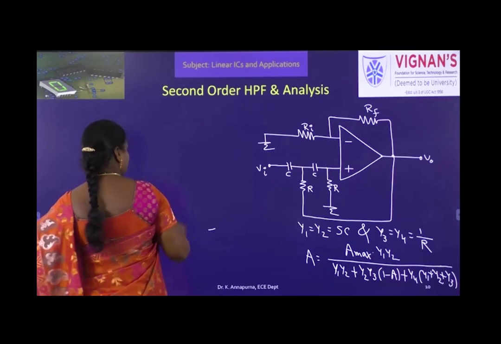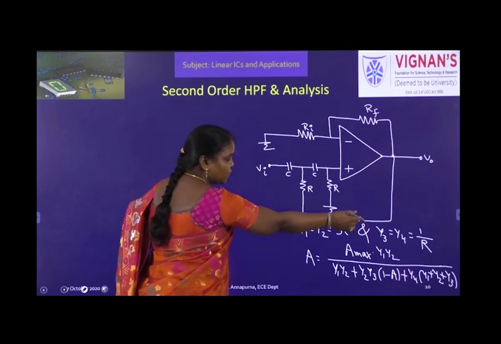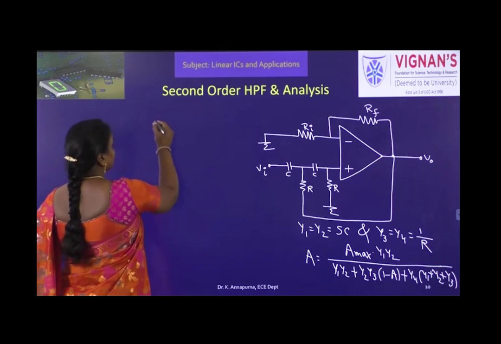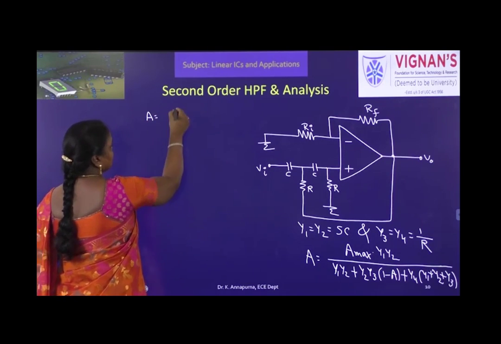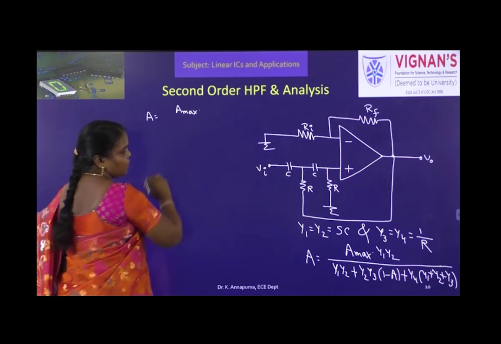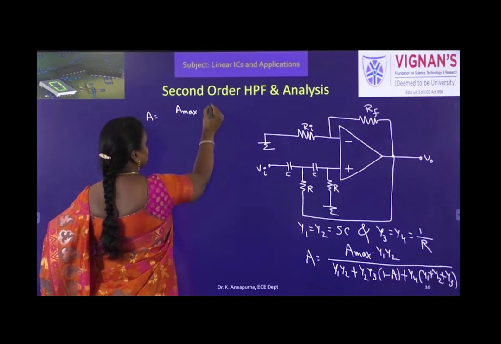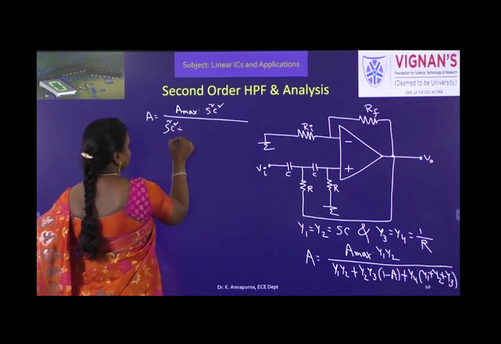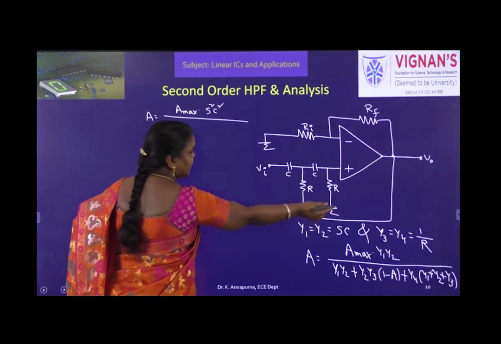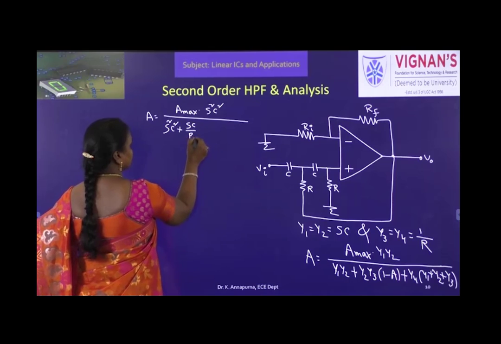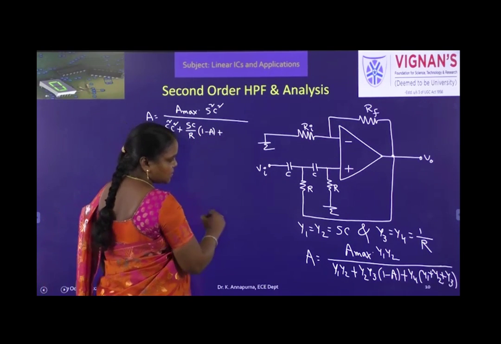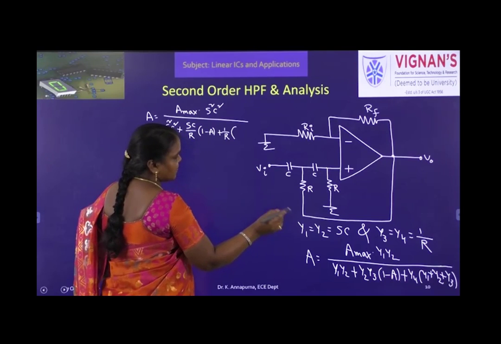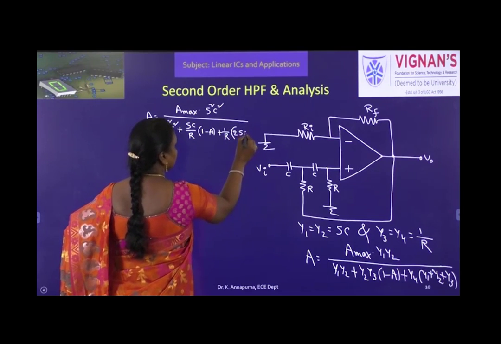Now let us substitute these Y1, Y2, Y3, Y4 values in the gain expression. So the gain becomes A is equal to A max into, what is Y1, Y2? SC into SC, that is S square C square, by S square C square plus Y2, Y3, which is SC into 1 by R, that is SC by R, into 1 minus A max, plus Y4, that means 1 by R into Y1 plus Y2 plus Y3. Y1, Y2 is SC, so 2 SC plus 1 by R.